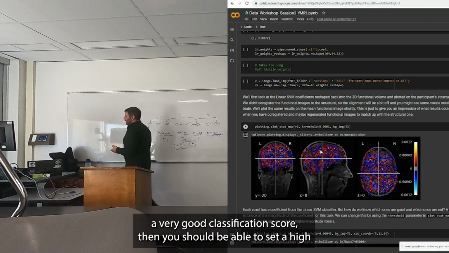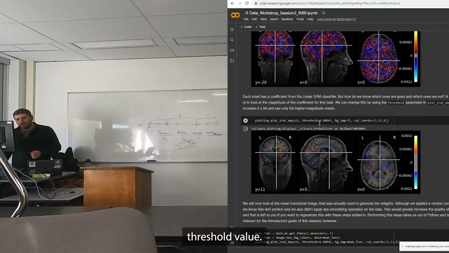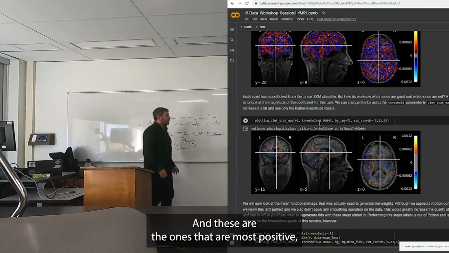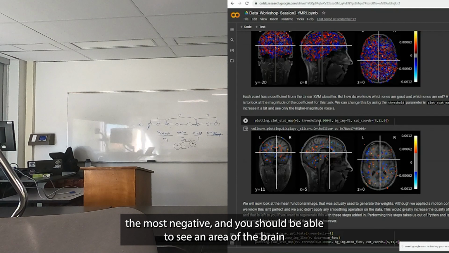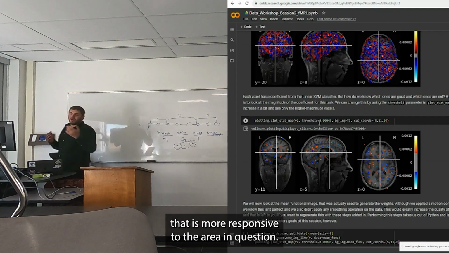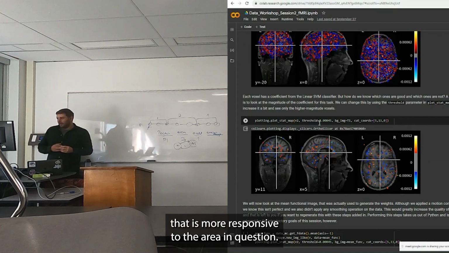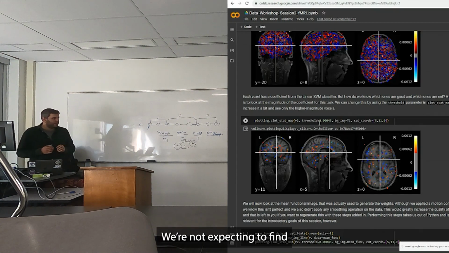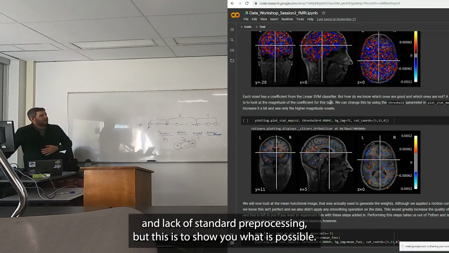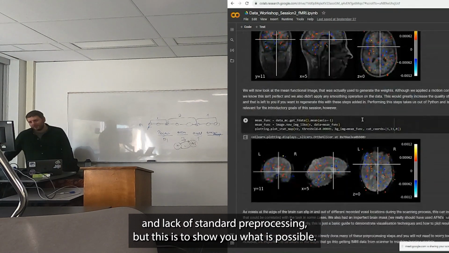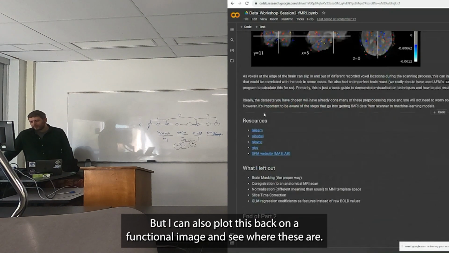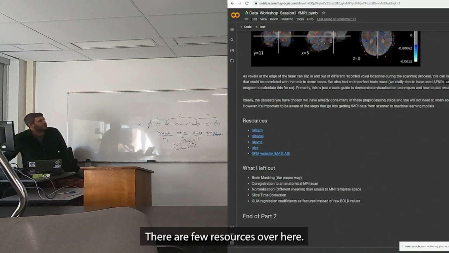If you do get a really good classification score, then you should be able to set a high threshold value. So here I've just changed it a little bit, and then you can pick the ones that sit at the most positive and the most negative, and you should be able to see an area of the brain that is more responsive to the category in question. We're not expecting to find a full recovery of the fMRI signal given these limitations and the lack of standard pre-processing, but this is to show you what is possible. You can also plot this back on the functional image, see where these are, and there are a few resources over here.